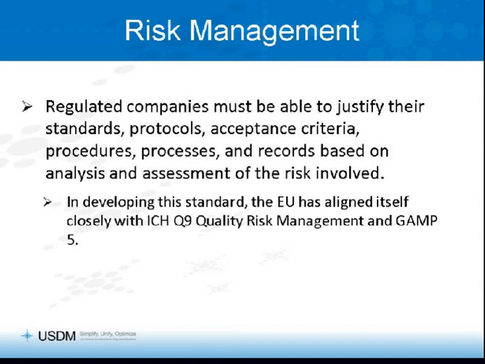Regulated companies need to be able to justify what standards, protocols, and acceptance criteria, those procedures and processes that you have documented, and what records you require based on an analysis and an assessment of the risk involved. In developing this standard, the European Union has aligned itself closely with the Quality Risk Management ICH procedure, as well as GAMP5. And these things have been in place for quite a while. They've just aligned themselves with this. So they're really getting to a point now where good practices for systems have been incorporated into this updated regulation.